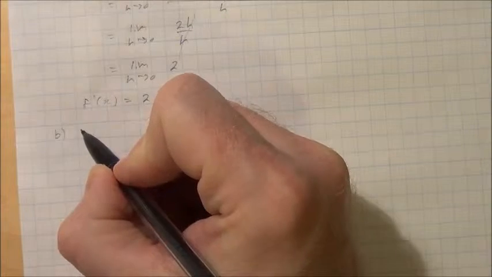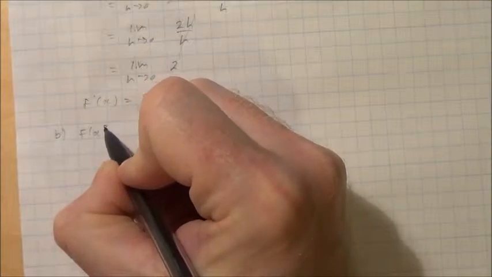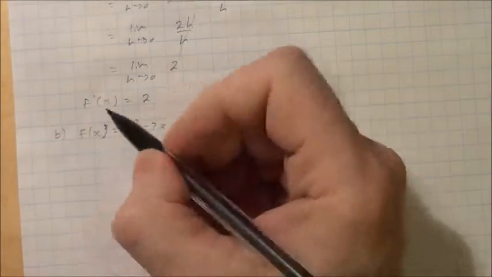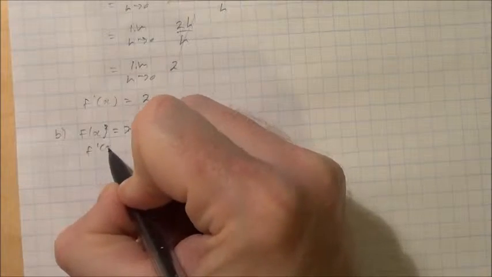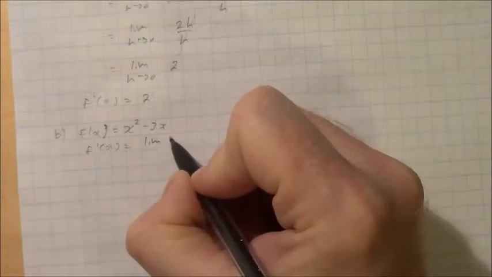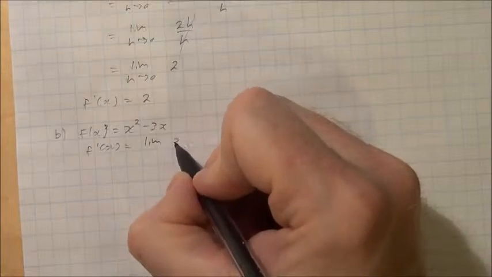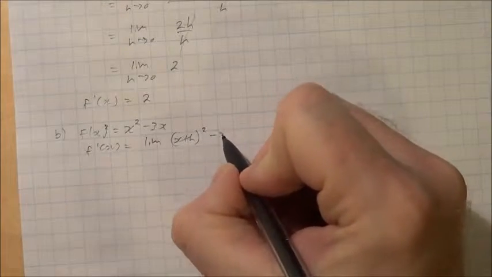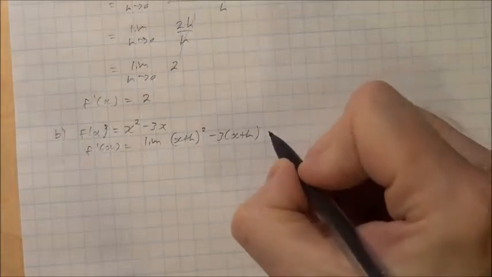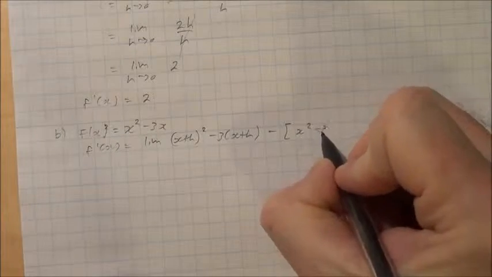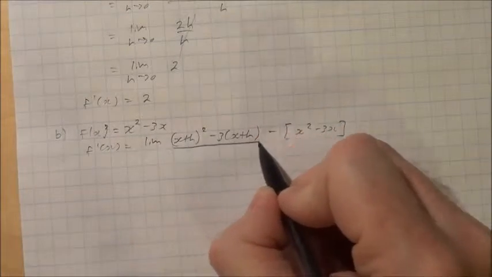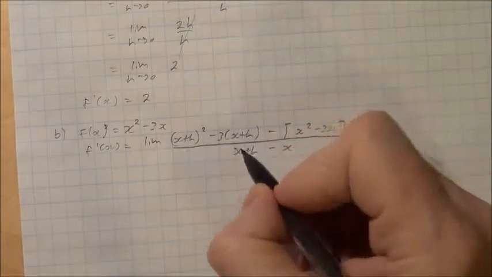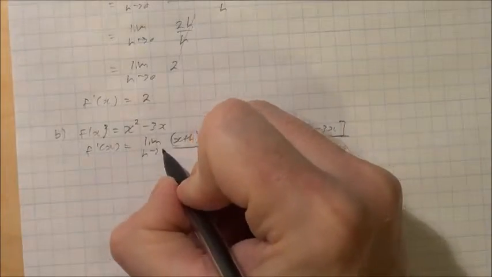The function is x squared minus 3x. So again, f prime of x equals the limit of, and this time I'll just go ahead and substitute the x plus h in for x in this case, minus x squared minus 3x all over, and I'll do the x plus h minus x, x's negative cancel, as h approaches 0.